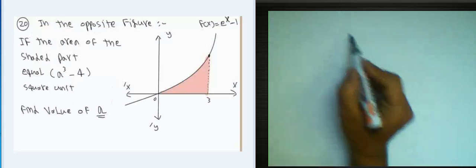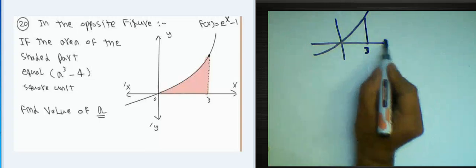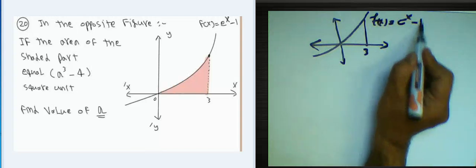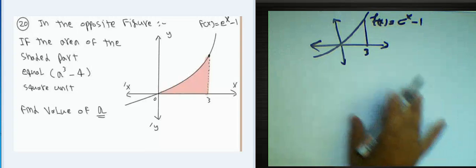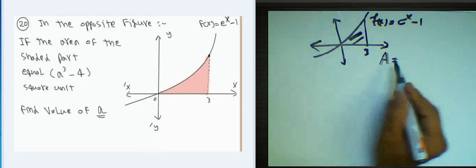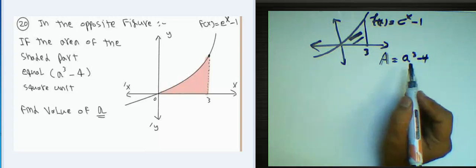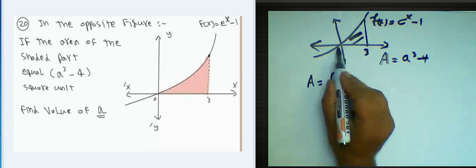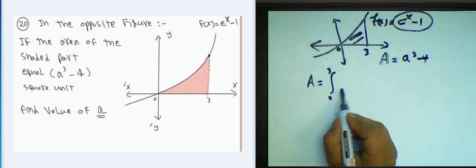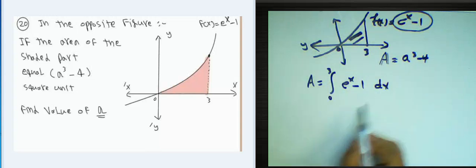In the opposite figure, he gives us the function, the curve at 3, f of x equal e power x minus 1. You want to find the area of this part. He gives us the result: area equals e power 3 minus 4. Find the value of a. We can find the area under this function from 0 to 3, up subtract down: this function, e power x minus 1, subtract the equation y equals 0, dx.